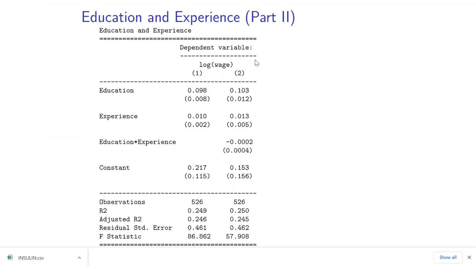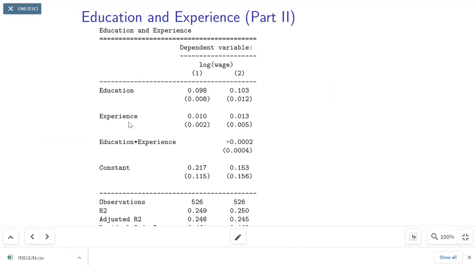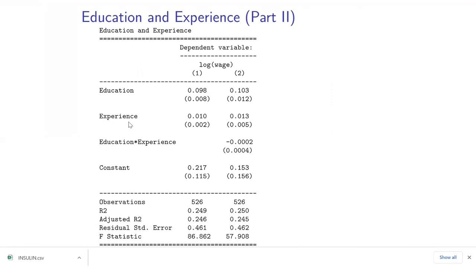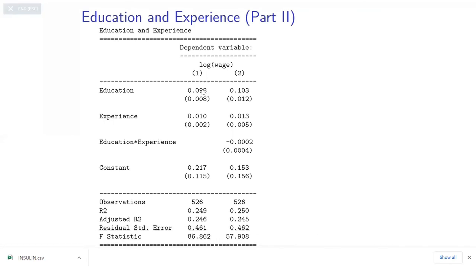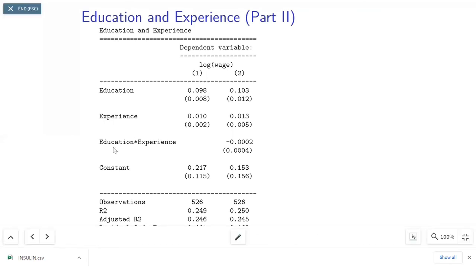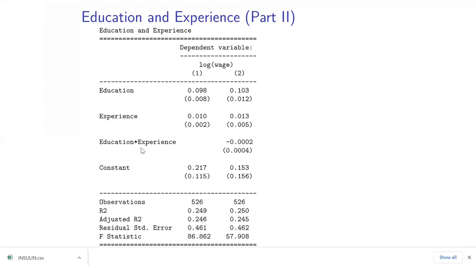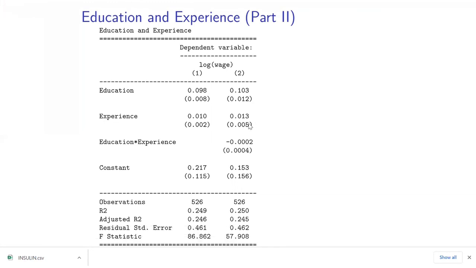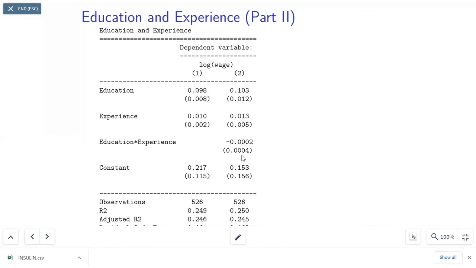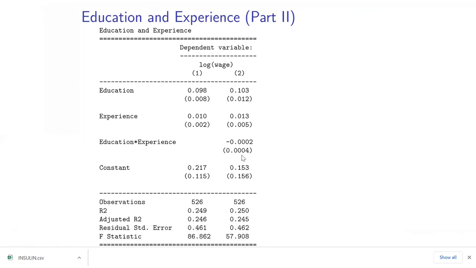Regressing log wages on education and experience in Model 1 shows that the coefficients are both positive and statistically significant at the 5% level. Adding an interaction term between education and experience in Model 2 shows that education and experience are still statistically significant, but the interaction term is no longer statistically significant.